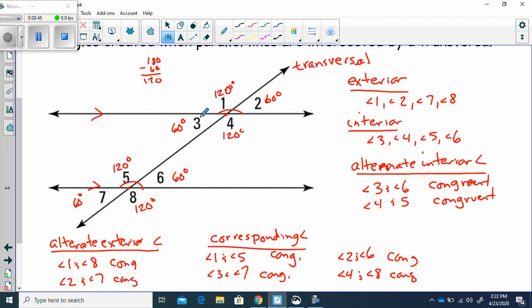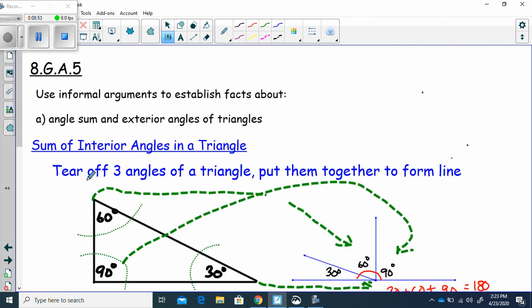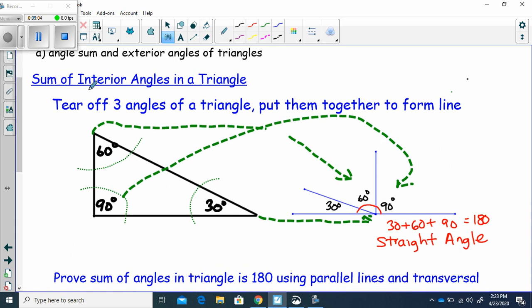Now, what's going to be most important to us is this concept of alternate interior angles. We're about to talk about that over here. If you use informal arguments to establish facts about the angle sum and exterior angles in triangles, let's start with this. We're going to start with the sum of interior angles in a triangle. Let's say we have this triangle right here, a 30, 60, 90 triangle. And I want to prove that the three angles in a triangle add up to 180. Well, you could just add them up to see if it does, but the three angles in any triangle add up to 180, and we know it for this reason.